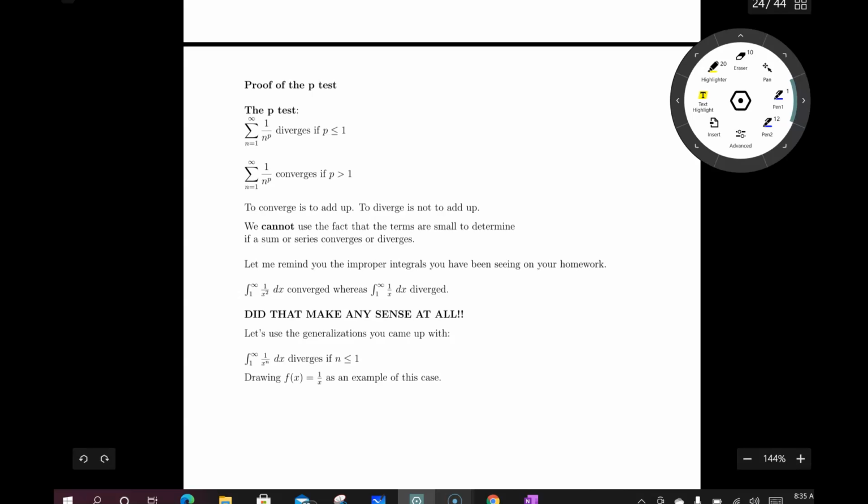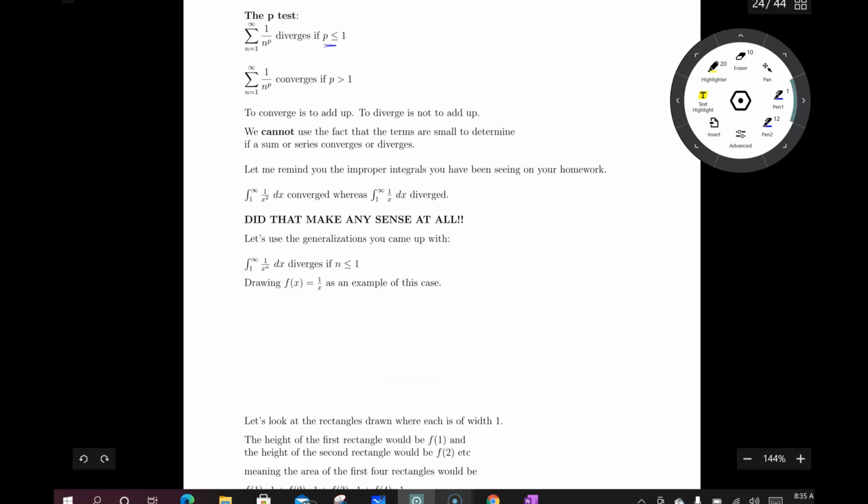All right, so I'm going to come back and do a little bit of a proof of why the p-test works. Kind of haven't done that. So you know 1 over n to the p. If p is less than or equal to 1, it diverges. And if p is bigger than 1, it converges, right? So what does it mean to converge again? It means that the sum adds up, even if I can't find out what the sum is. And diverge means it doesn't add up.